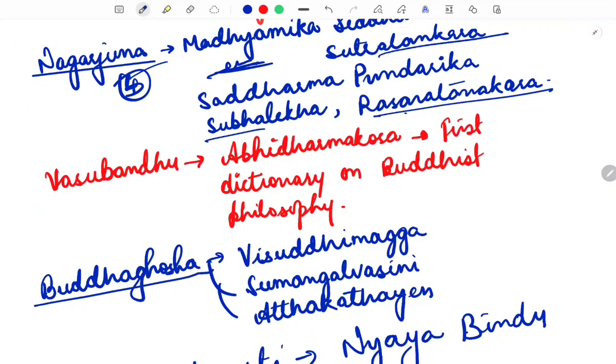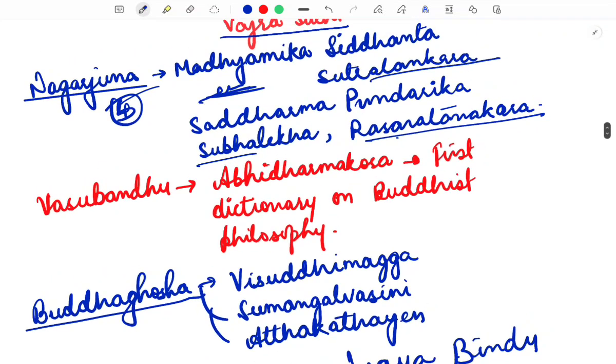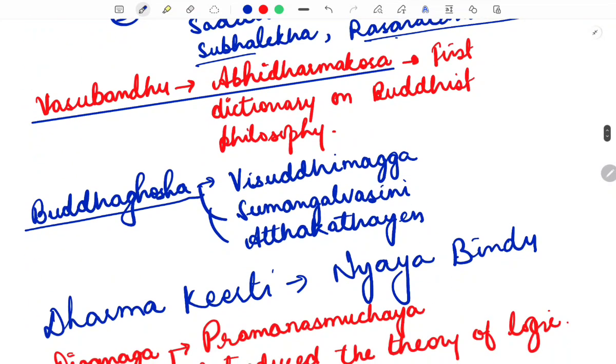So next person is Vasubandhu, and Vasubandhu wrote the Abhidharma Kosa. Abhidharma Kosa is important for you, and Vasubandhu is also important for you, because Abhidharma Kosa was the first dictionary on Buddhist philosophy. So this is why it is important to note this book, and this will help you.